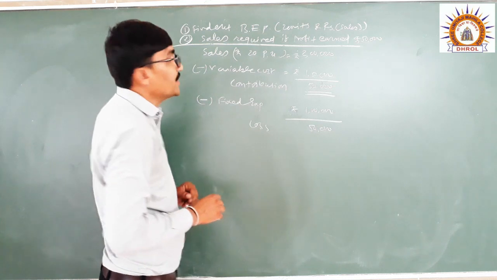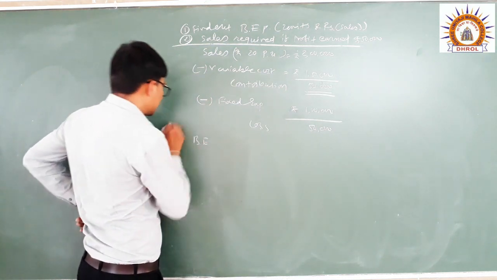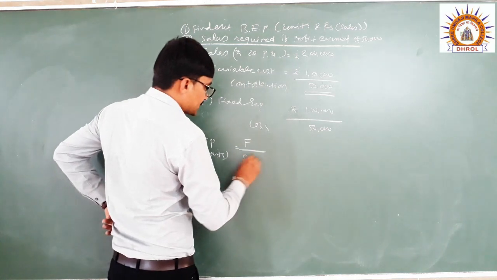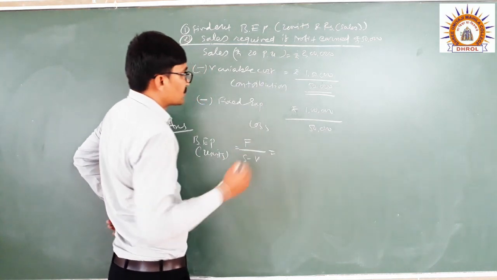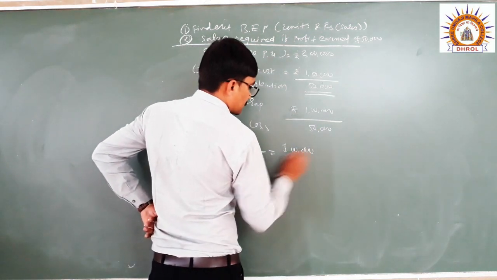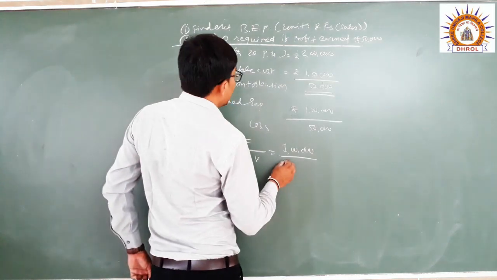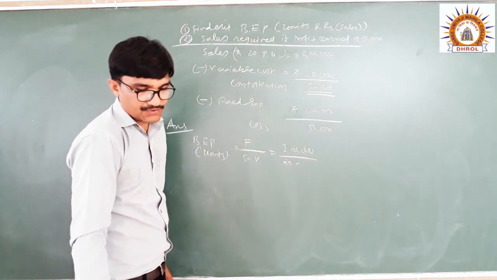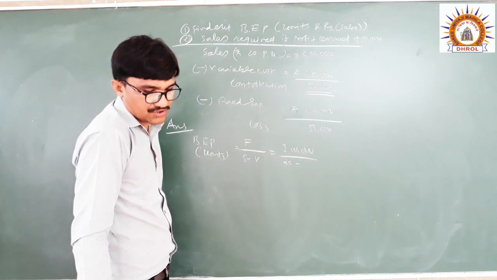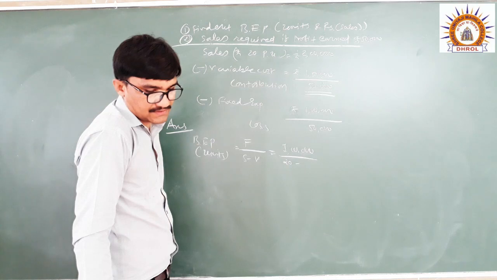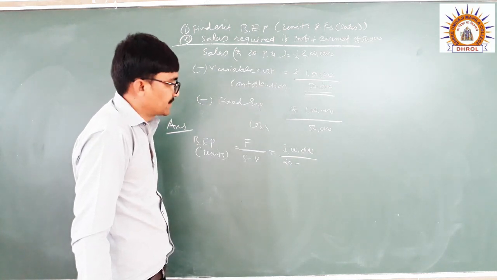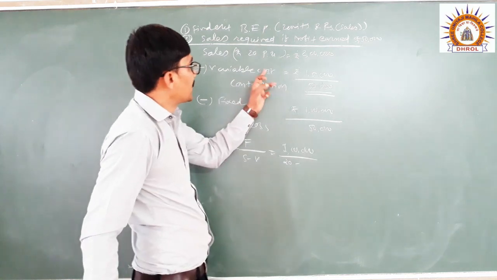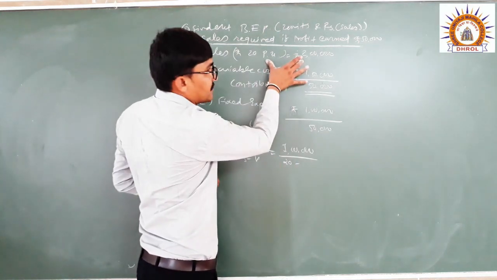First, find out BEP, right? So BEP answer. BEP in terms of units is equal to, the simple formula is F upon S minus V. So where is F? F is 1 lakh rupees. So simple, S minus V. S is 20 and what is the variable cost per unit? The variable cost per unit is not given, right? But we can calculate the units from this information.